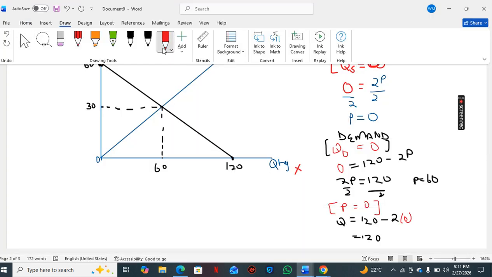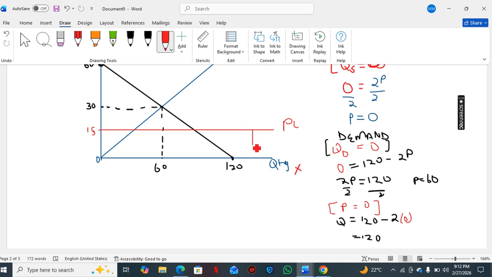Let me illustrate this. I have a price ceiling of 15 kwacha here. You put it under the equilibrium point, below here, 15. Like this. So this is the price ceiling. It means prices can't go above 15 kwacha.